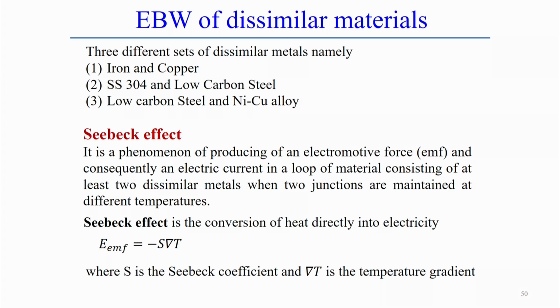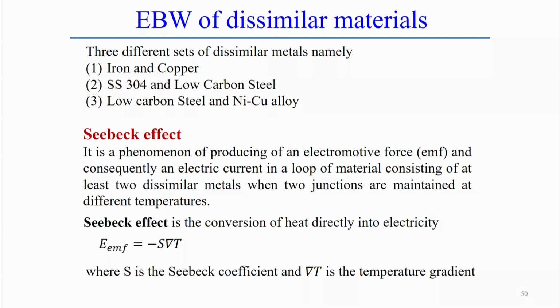So, we can analyze the electron beam welding of dissimilar materials. Here we consider three different sets of dissimilar materials. For example, we want to join iron and copper. Second is stainless steel SS304 and low carbon steel. And third is low carbon steel and nickel copper alloy. If we try to join all these three dissimilar combinations of metals by the electron beam welding process, ideally what will happen between them?